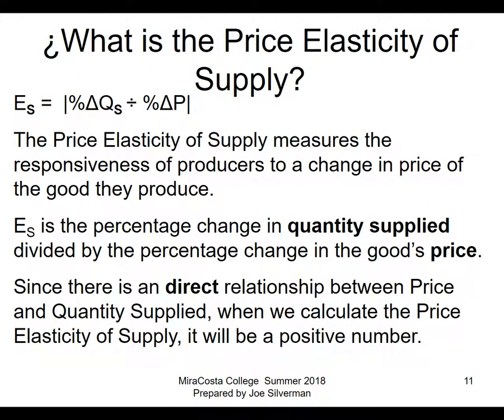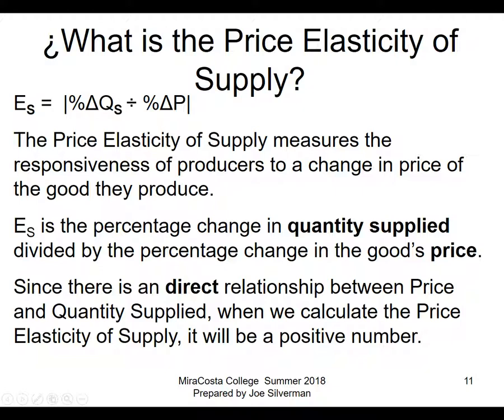All right, so what is the formula for the price elasticity of supply? It's basically the same formula, only in the numerator, we're looking at the percentage change in quantity supplied. Remember when we were looking at E sub D, the price elasticity of demand, we had the percentage change in quantity demanded divided by the percentage change in the price. Well, this is the price elasticity of supply, E sub S, which is the percentage change in the quantity supplied divided by the percentage change in the price.